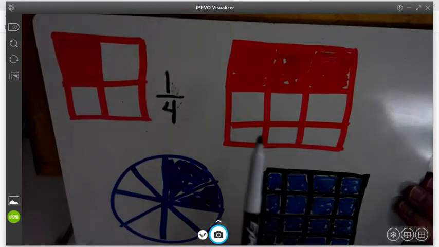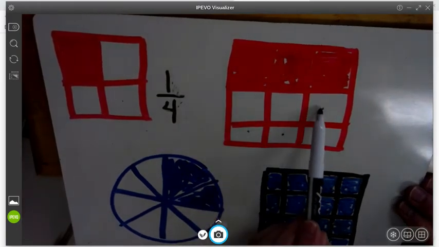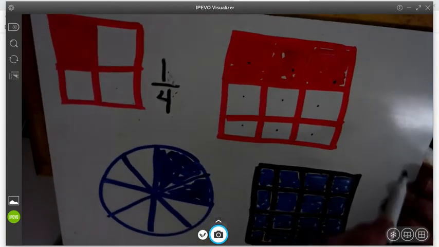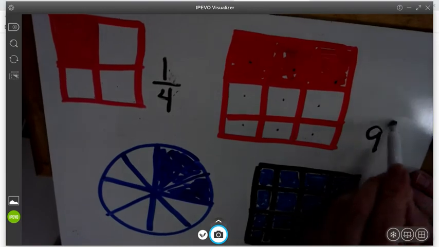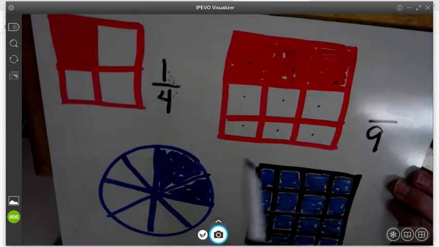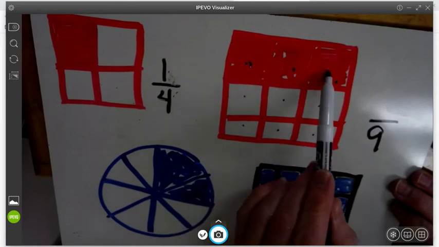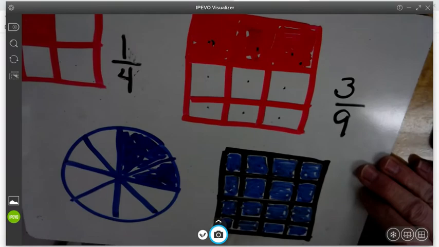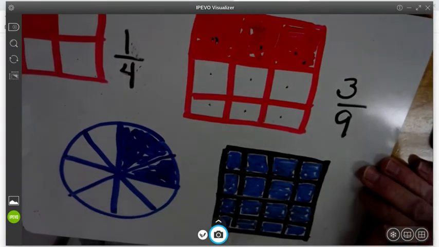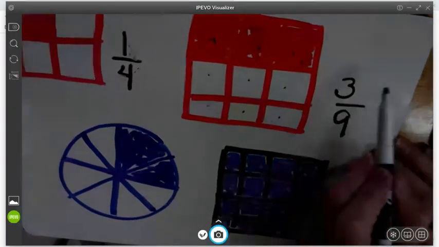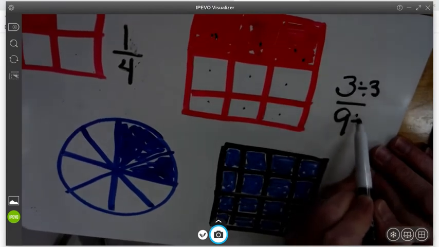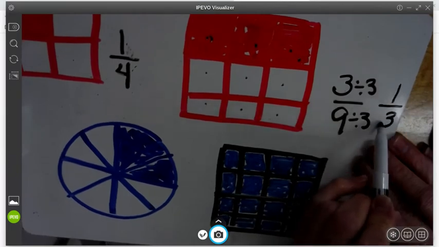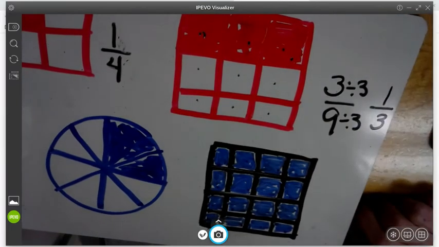Our next one has 1, 2, 3, 4, 5, 6, and then this would be 7, 8, 9 pieces. Even though they're shaded in, 9 total pieces. Shaded in, I have 1, 2, 3 out of the 9 that are shaded in. 3/9 would be my fraction, but I can simplify this. Both the number 3 and 9 are divisible by 3. So I'm going to divide them both by 3, and I'm going to get 1/3. So my answer is 1/3.